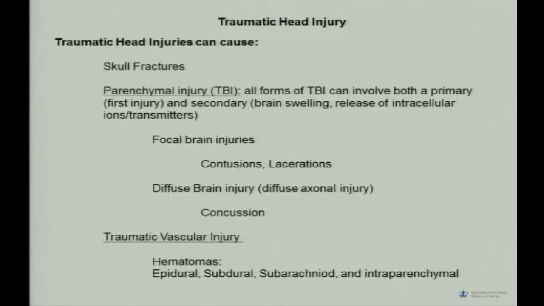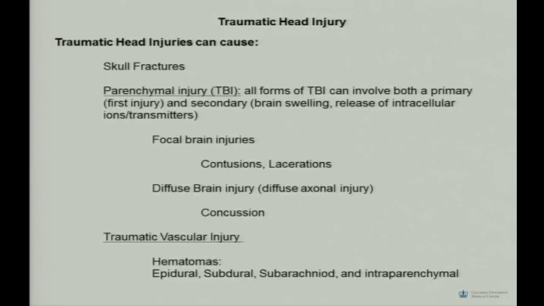So, trauma to the head can cause a variety of problems. We are going to talk about traumatic injuries to the brain and to the central nervous system, the ins and outs of that and how that manifests. And then we're also going to talk about medical problems that lead to injury to the central nervous system. But traumatic head injuries can cause both skull fractures and parenchymal injuries to the brain. Parenchymal injuries are also referred to as traumatic brain injuries.